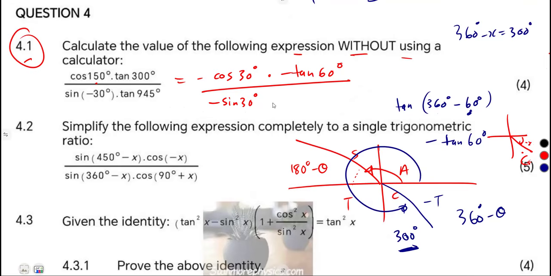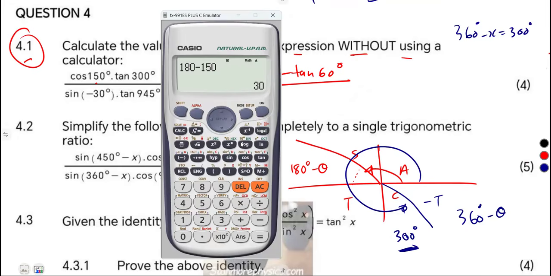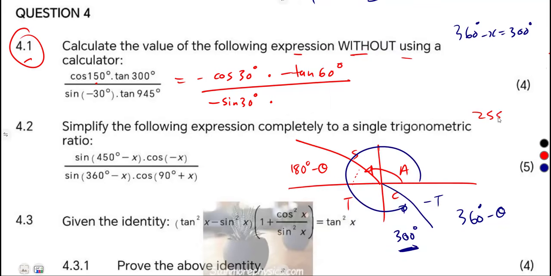right? Then we have got tan of 945. This angle is greater than 360 degrees. So we're going to subtract 360 degrees from that until we've got an angle below that. 360 from what? 945 subtract 360, that's 585. Again, subtract 360, that is going to be 225. 225 degrees is less than 360 degrees. So this is what we want.